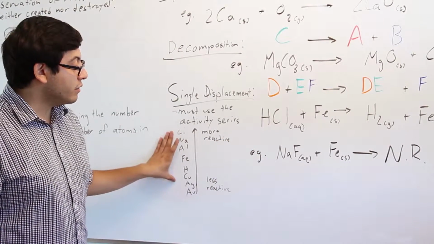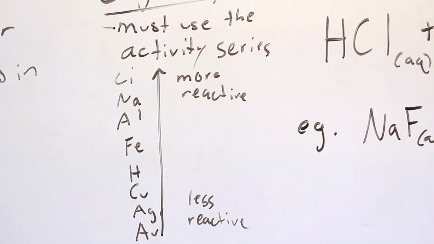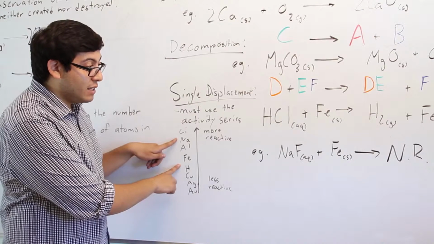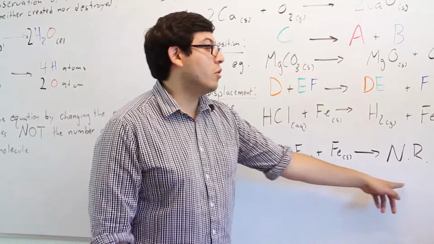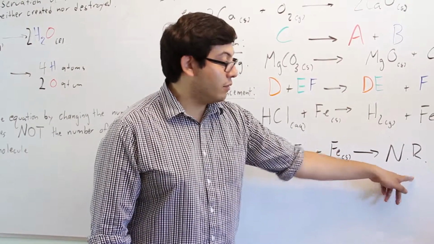So let's take a look at our activity series. Sodium is here, but iron is less reactive. So because iron is lower down on the activity series, there will be no reaction. So you just write NR for no reaction.